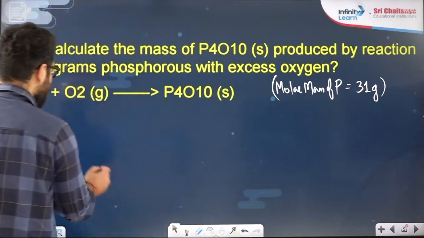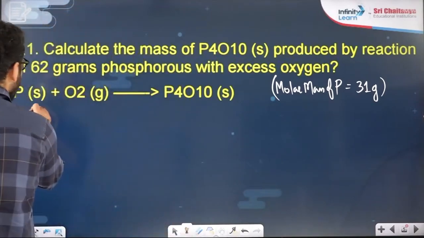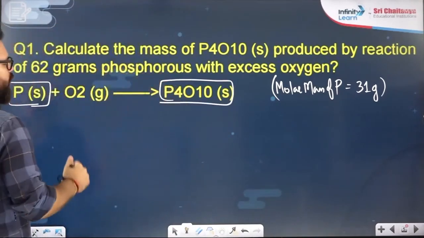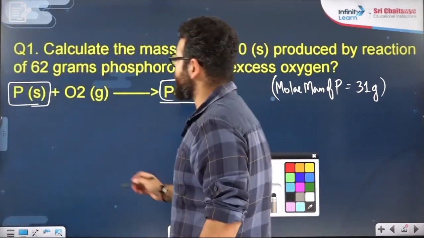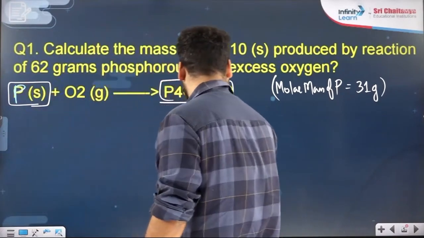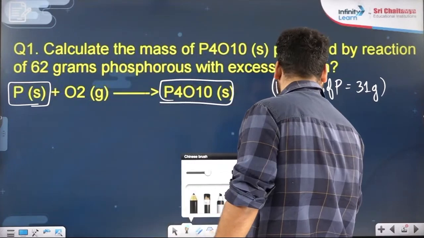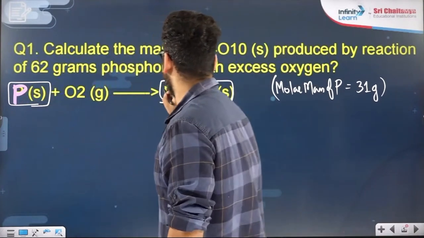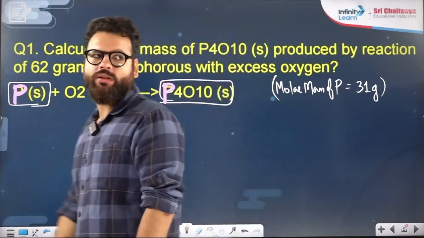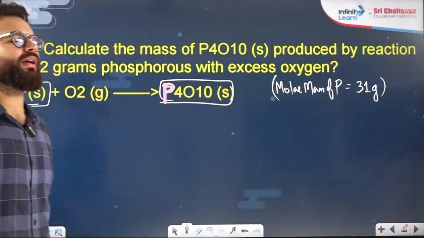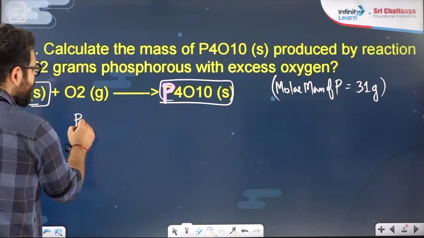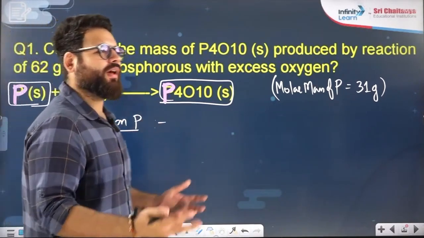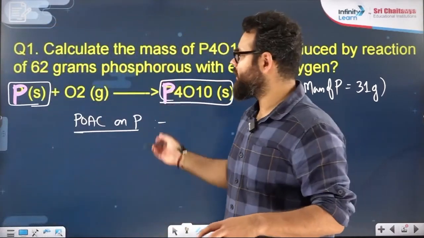They have given this. They are asking this. Among these two, you see what is common. Among these two, phosphorus is common. Common part is phosphorus. Apply POAC on phosphorus, get the answer quickly. I am applying POAC on phosphorus. On left hand side, where is phosphorus? Phosphorus is in the P.